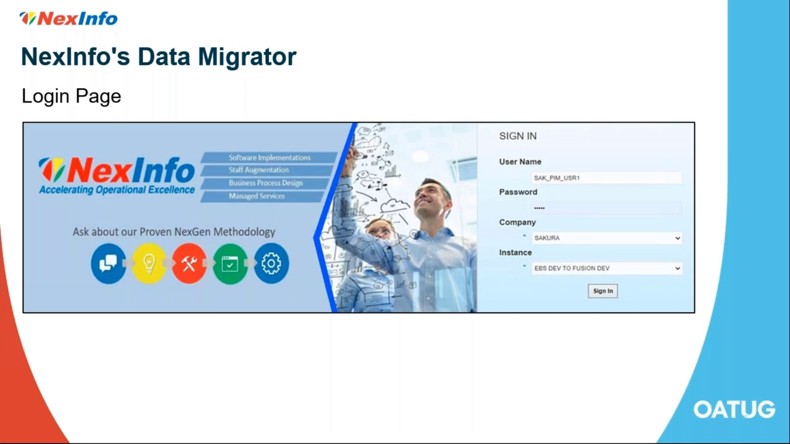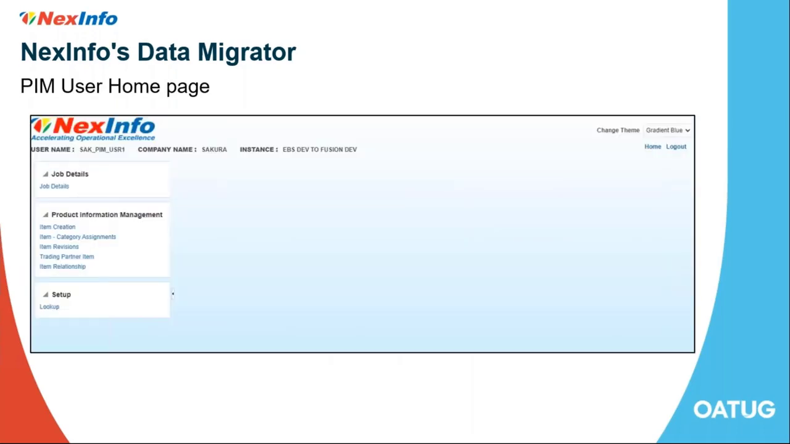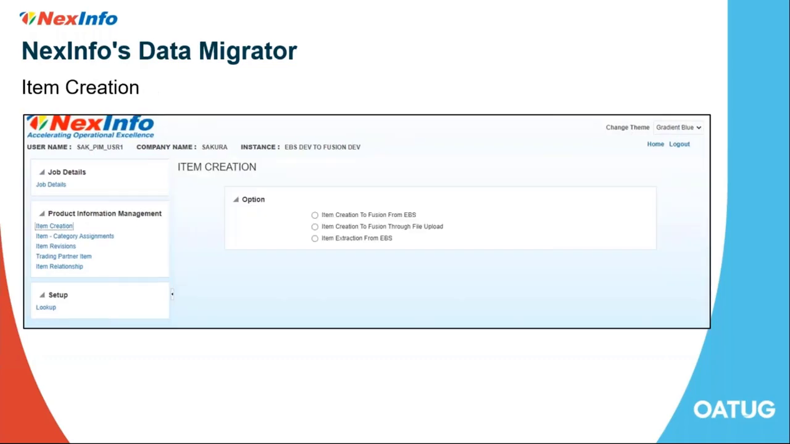And here I'm going to log in as a product information management user. So for this user, he'll be having various options, like creating an item, creating revision for an item, and then creating item relationship. So in this use case, we'll see the item creation process.